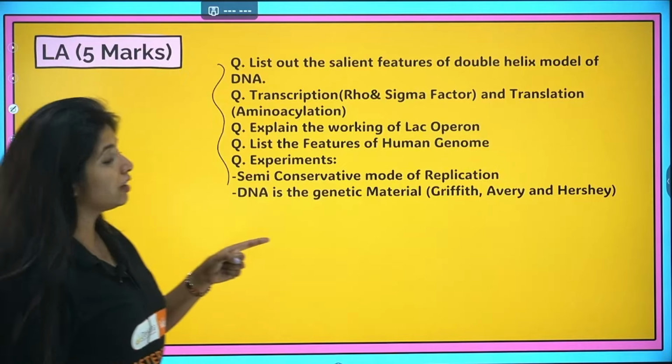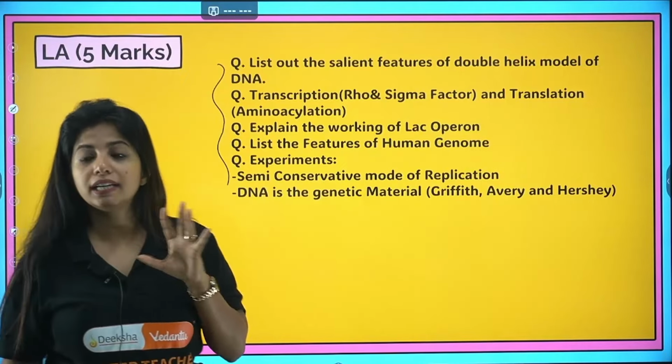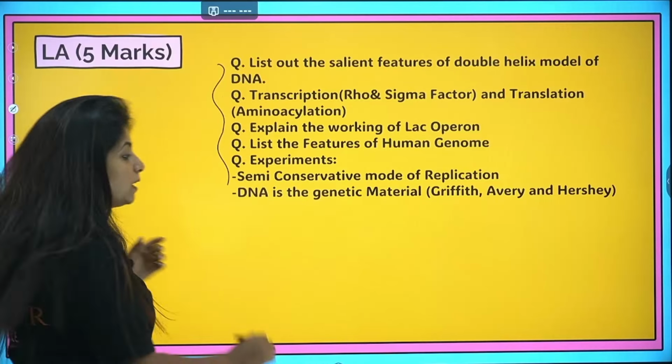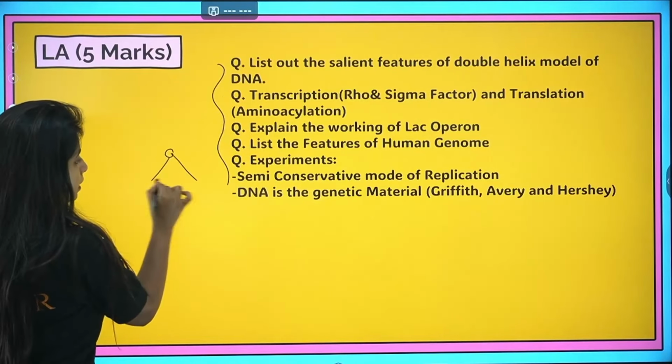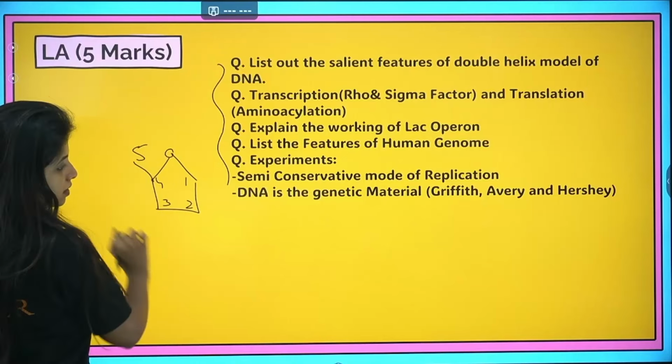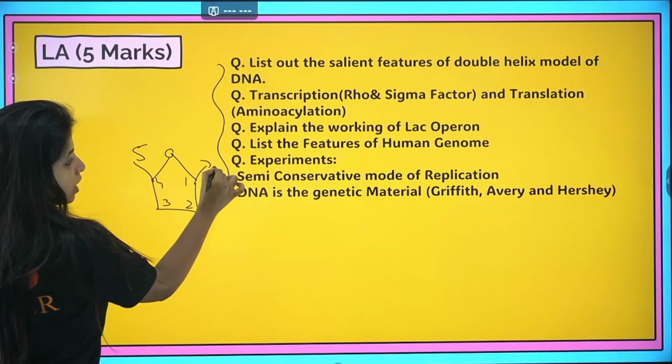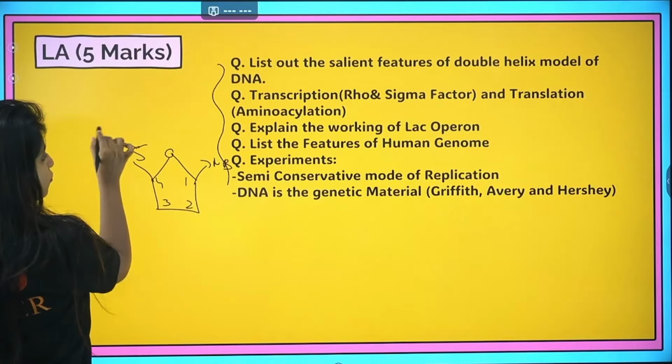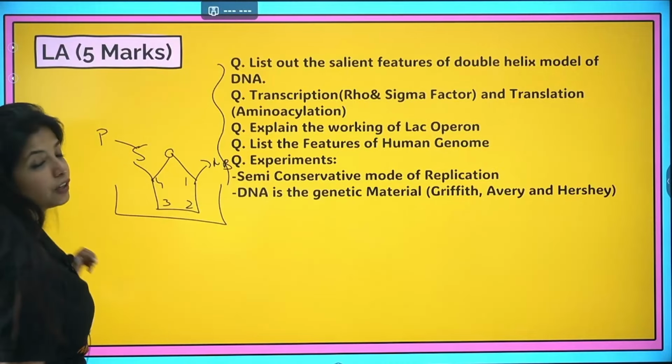List out the salient features of the double helix model of DNA. You have to talk about the DNA. What is it made up of? It is made up of pentose sugar, ma'am. So 1, 2, 3, 4 and the 5th carbon is outside. This is pentose sugar, and on the first carbon a nitrogenous base is attached. On the 5th carbon a phosphate group is attached. This forms what? A nucleotide.